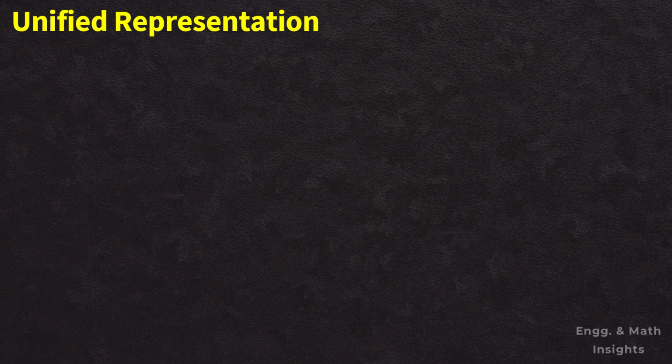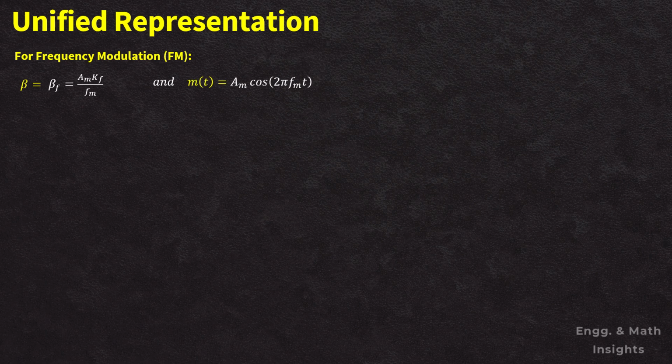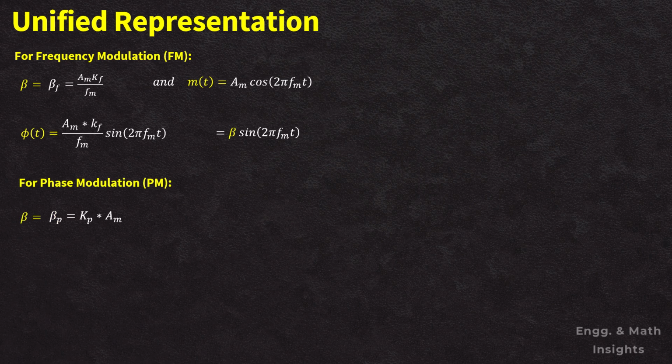Now that we have already derived the expression for the modulation indices beta f and beta p, we will attempt to generalize them, and to achieve this we will choose the message signal in such a way that the expression for the instantaneous phase deviation or phi(t) becomes same for both phase modulation and frequency modulation. For frequency modulation, we can write beta is equal to beta f, which is equal to Am into Kf divided by fm, and m(t) is equal to Am cos 2 pi fm t. So phi(t) is equal to Am into Kf divided by fm sin 2 pi fm t, which can be written as beta into sin 2 pi fm t. For PM, beta is equal to beta p, Kp into Am, and m(t) is equal to Am sin 2 pi fm t.